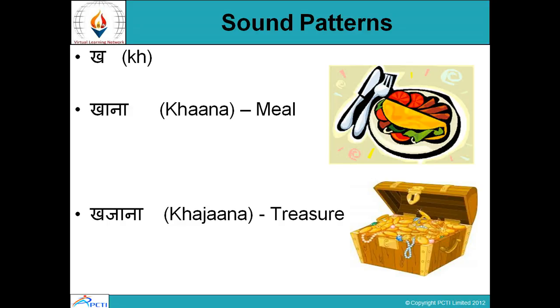Next is khajana. Khajana is what? Treasure. Treasure is gold and ornaments hidden. It was usually in the times when kings were there. They had their treasure, a lot of ornaments and money and coins. That was called treasure. Treasure is what? Khajana.